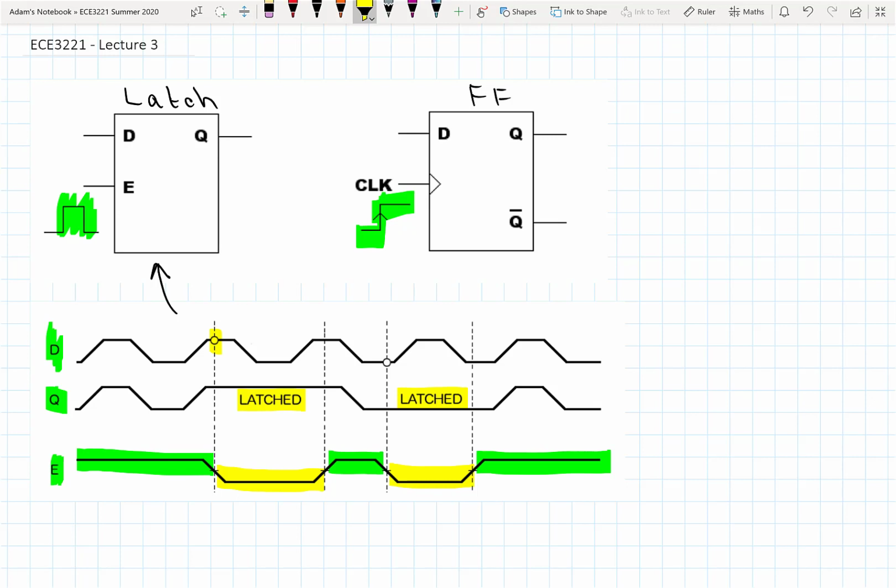So whatever my D input was here when I transition from an enabled state to a latch state, that is retained on the output. In this case, at this point right here, I'm high, so Q is high, then I go to a disabled state down here, so Q stays high. And then the next time my latch goes from enabled to disabled, my input here is low, so from this point on it stays low because it's latched in that state.